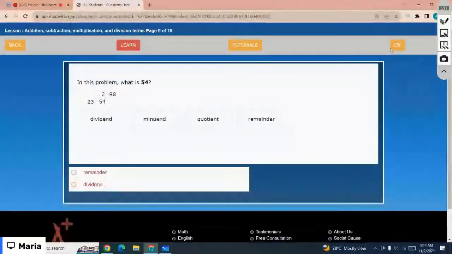Okay, in this problem, what is 54? Which is the correct option? 54 is the dividend. Okay, you can complete the lesson by yourself later today.